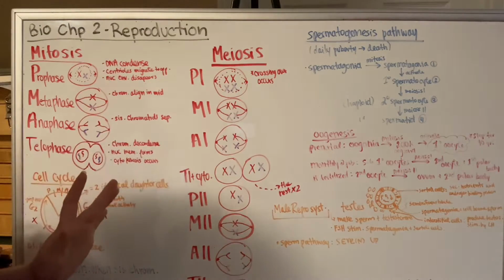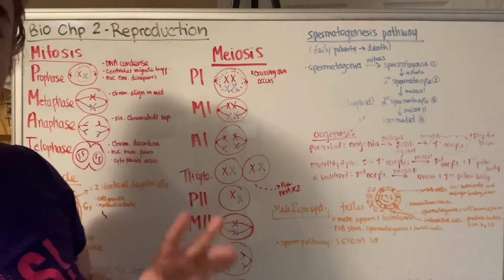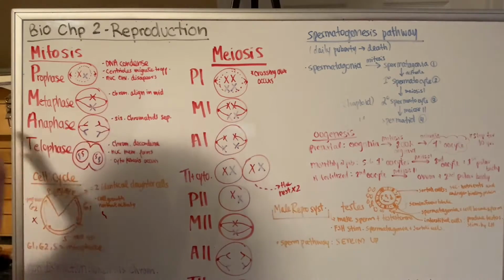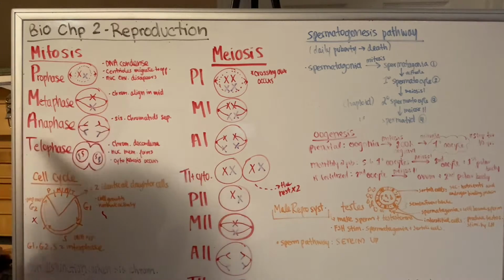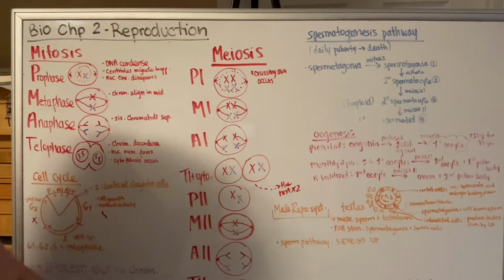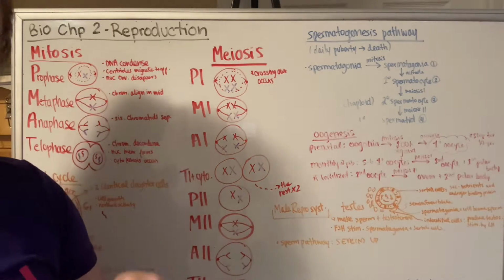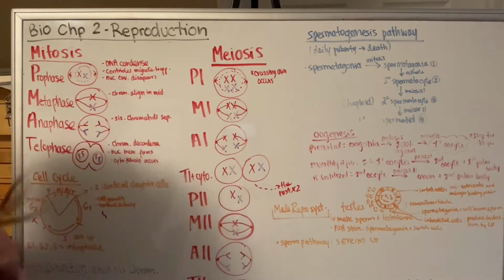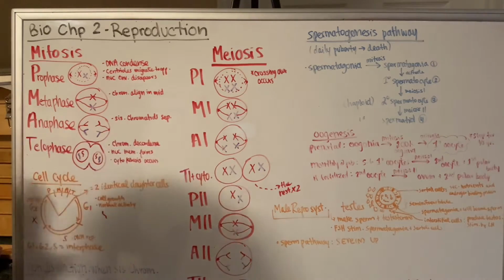This chapter has a lot of important parts, but first we're going to start with mitosis. Mitosis is basically the process that all of our cells go through except for our sex cells, which we'll go over in a moment, but all the other cells in our body go through mitosis.